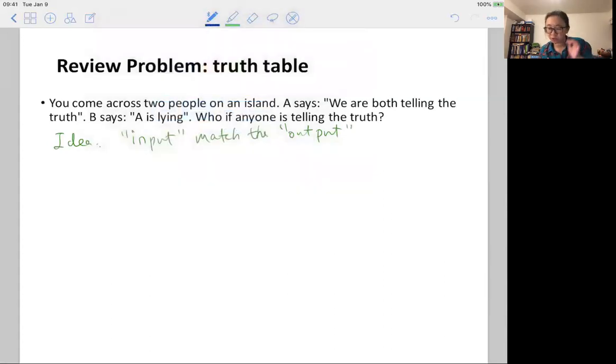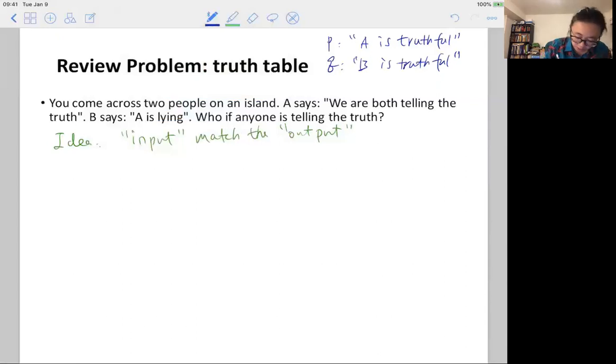What do I mean by input? So remember, A made a statement, B made a statement. And in the previous version of this question, we said I'm going to use two variables, P and Q. P represents A is truthful. Q represents B is truthful. So this is what I call input. The truth value with respect to P and Q is my input.